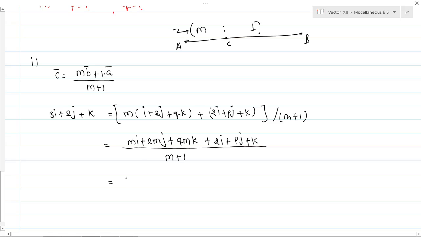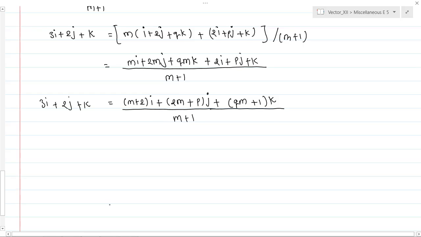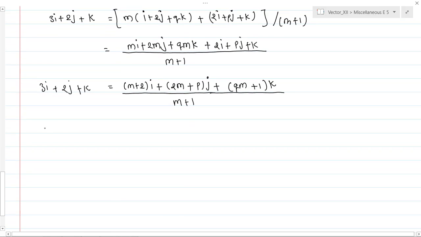So the i coefficients are (m+2)i, plus we have (2m+p)j, plus (qm+1)k, whole divided by m+1. Now these two are the same vectors, 3i + 2j + k. So we can directly equate their i, j, k coefficients. For the i coefficient we have 3, so this 3 is equal to m+2.